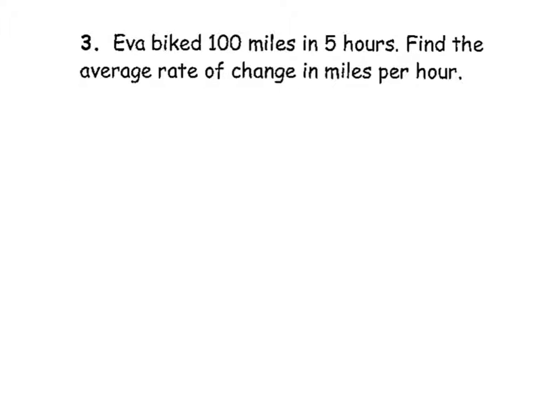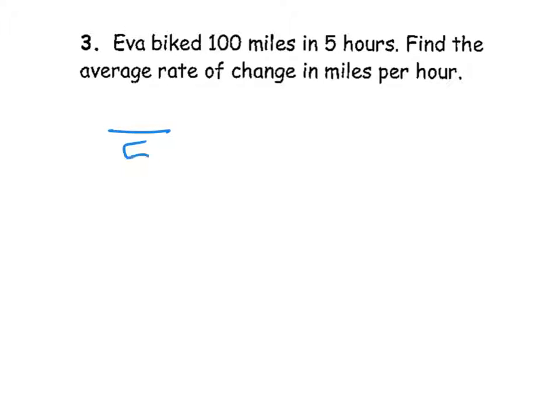All right, number 3. Eva biked 100 miles in 5 hours. Find the average rate of change in miles per hour. Okay, so that means that in 5 hours she biked 100 miles. Rate of change is very similar to unit rate. I talked about it yesterday. Do I want to know how long it took her to ride her bike 1 mile, or do I want to know in 1 hour how far she got? 1 hour, how far she got.